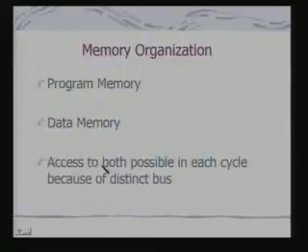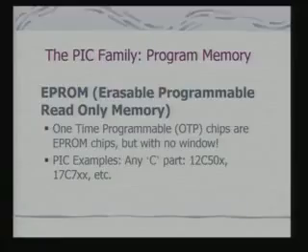The memory in a PIC is organized into 2 areas, the program memory area and the data memory area, and access to both is possible in each cycle because I have distinct buses connecting them, and that, as you have already seen, facilitates pipelining. In fact, the PIC family has different kinds of program memory.